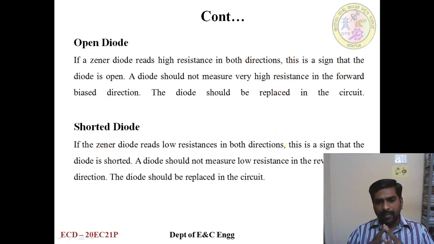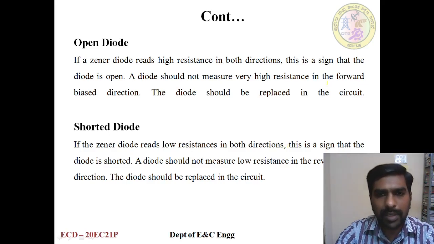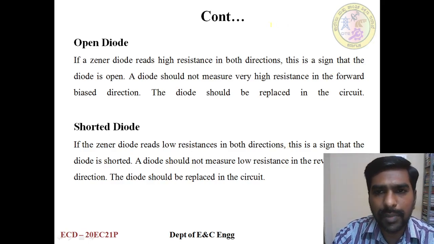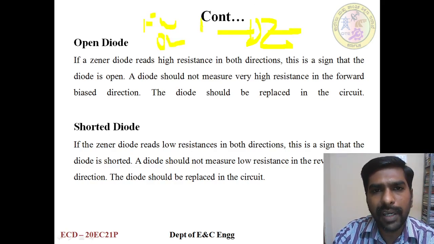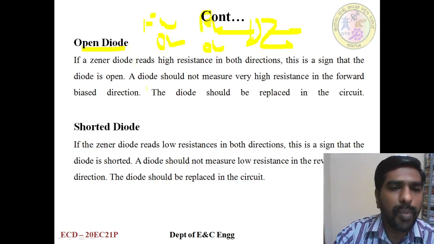But there are two more concepts. We can say open diode and short diode. See, what is meant by an open diode? It means the junction of the diode has become open. If it is open, then in the forward direction it gives an OL reading, and in the reverse direction it also gives OL. Then we can say the diode is an open diode.